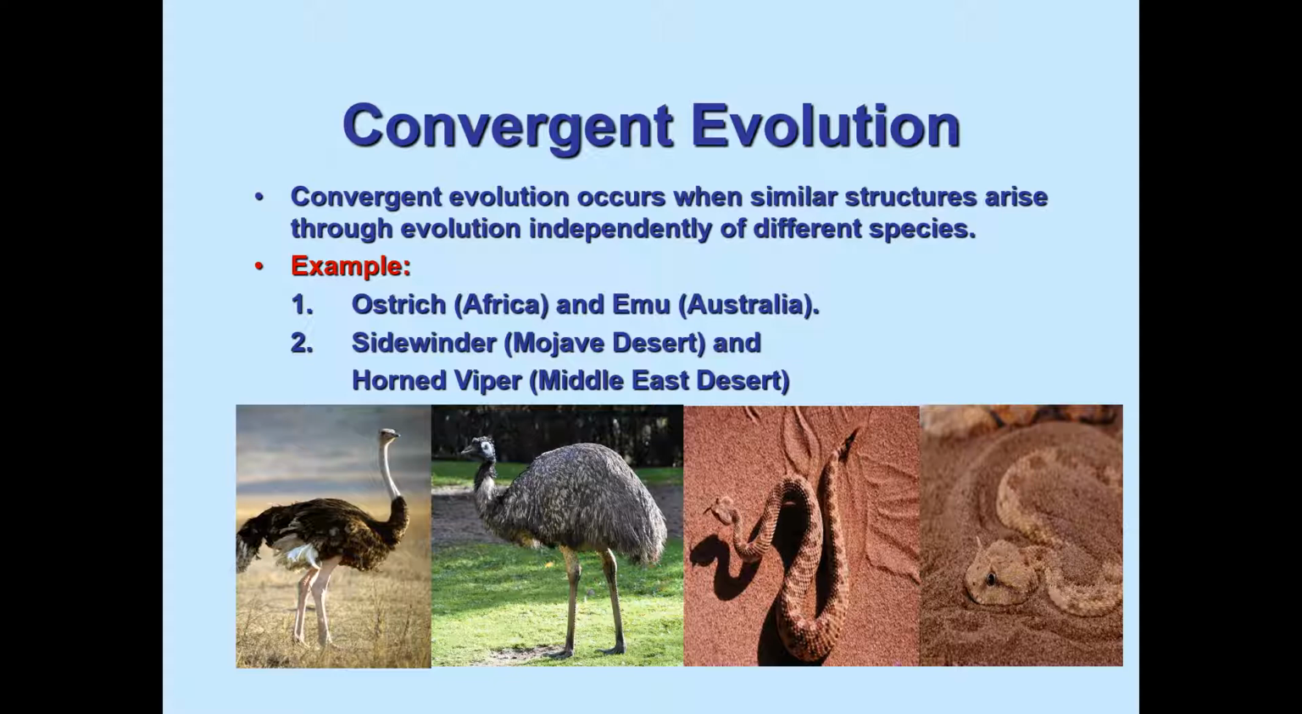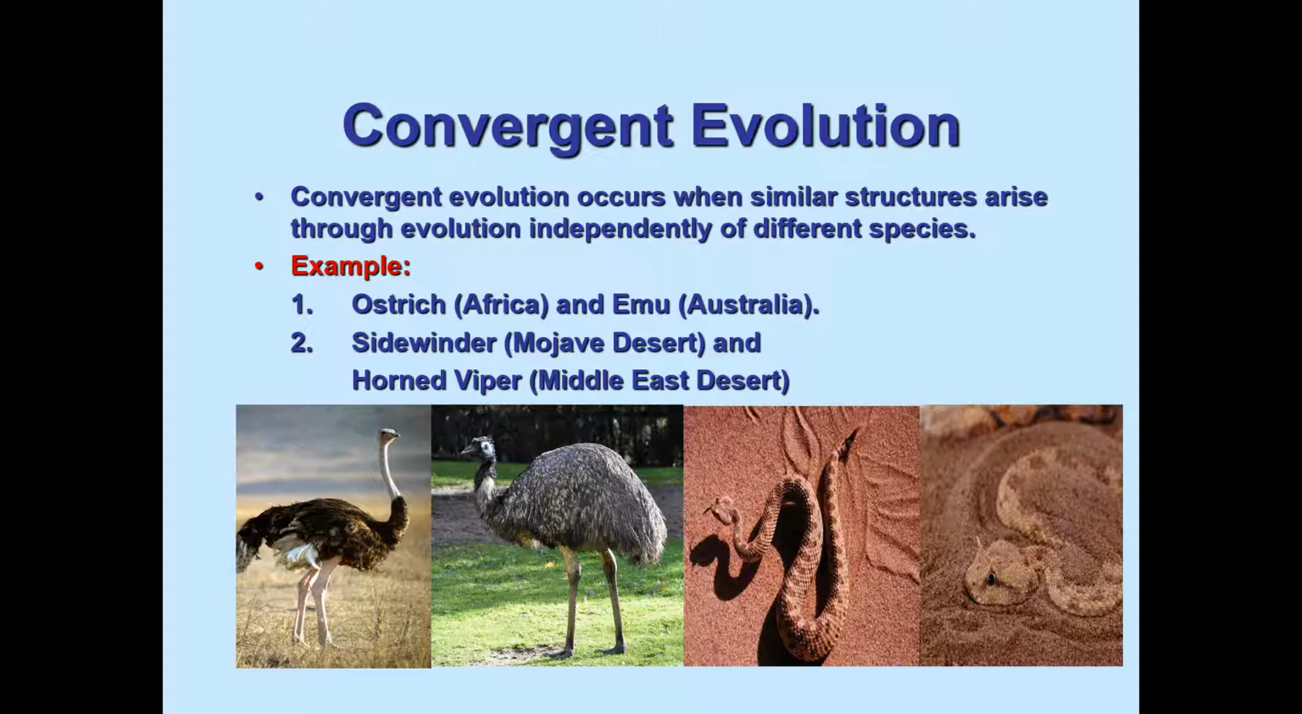Now, convergent evolution. Convergent evolution is what happens when you get similar structures in different species. Okay. So basically you have two different species, but they have similar structures. If you look here, an ostrich and an emu are different species, but they have similar curved backs and similar long necks. They don't fly, but they're different species. Okay. And a lot of that is probably a similarity in habitat and in how they move.